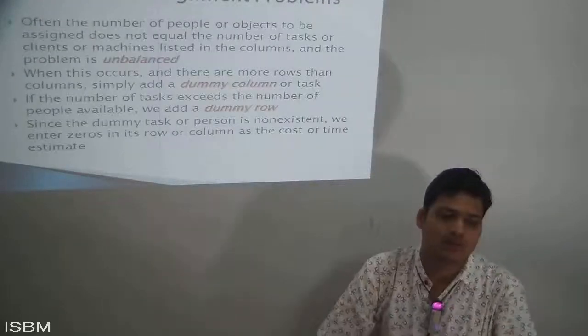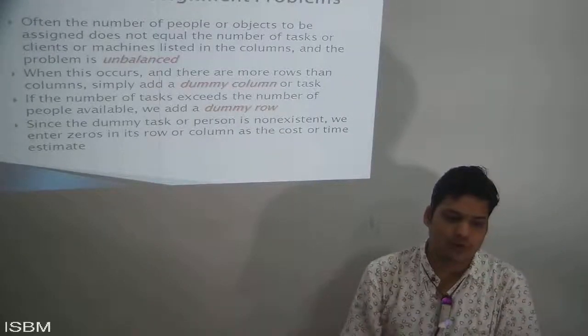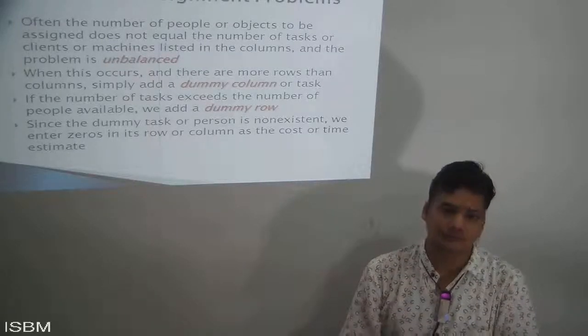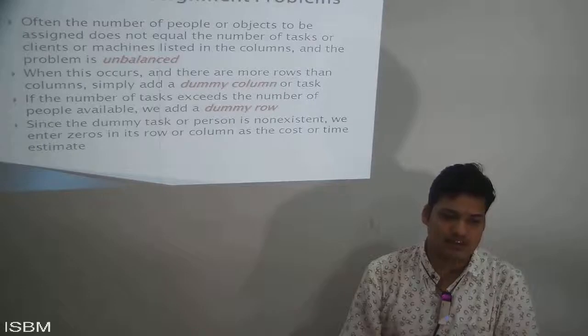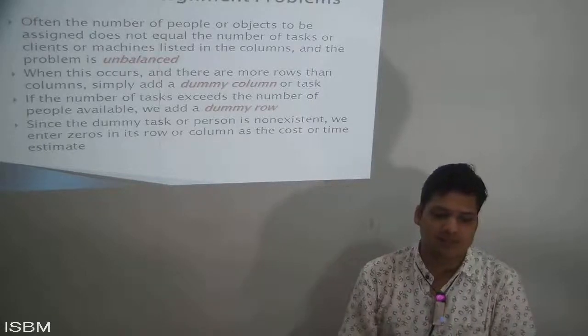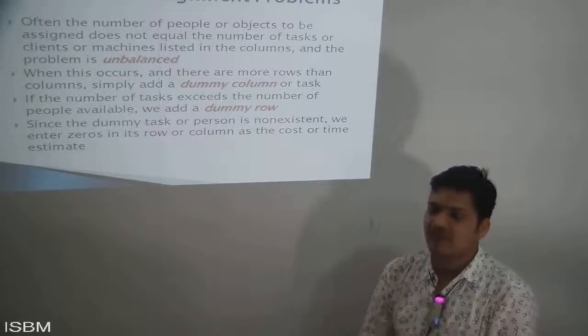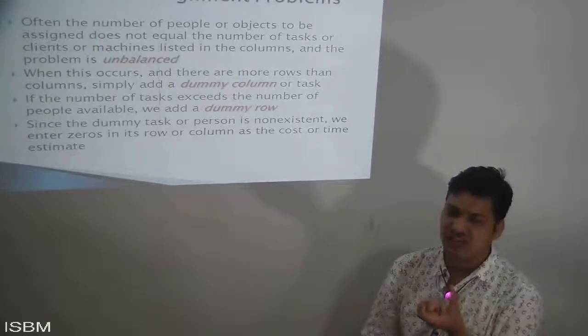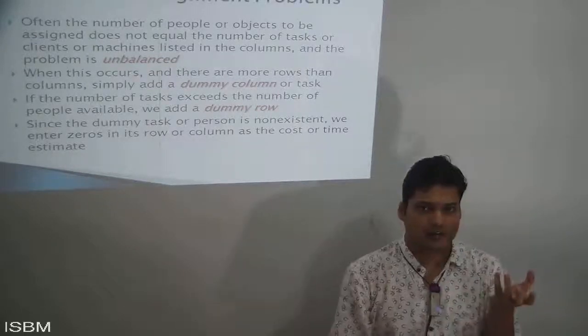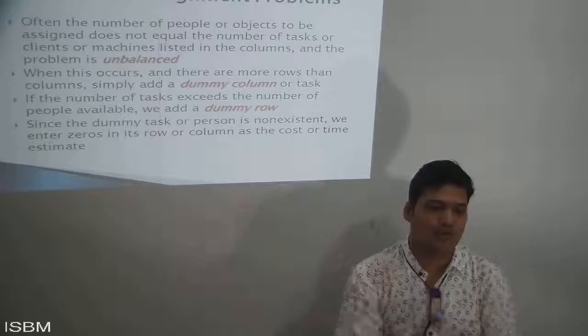Unbalanced assignment problem. Often the number of people or objects to be assigned does not equal the number of tasks, clients or machines listed in the column, and the problem is unbalanced. Unbalanced means a matrix of 2 cross 3 or 4 cross 3, like that. This is the unbalanced problem.